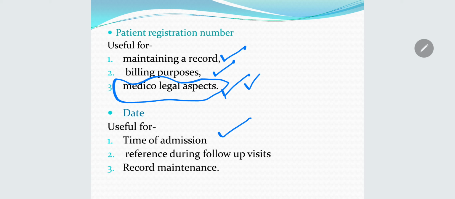Date, what is the significance? It shows the time of admission and serves as a reference during follow-up visits, because in many of our dental treatments, like periodontal surgeries or minor surgical procedures, we ask the patient for follow-up, for the maintenance phase. So by recording the time, we will have a good reference during follow-up visits and to record the maintenance. This is regarding the date.